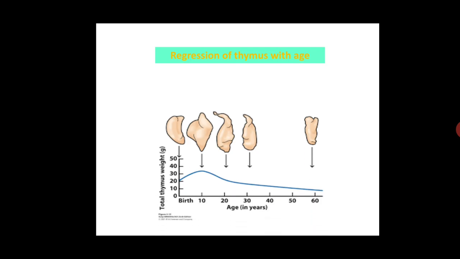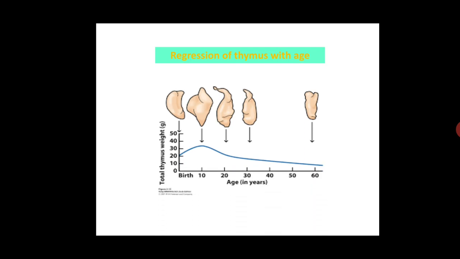Regression of thymus occurs with age. Thymus attains its maximum size at puberty. As is visible in the diagram, its size increases after birth, but at 10 or 12 years of age, the size gradually decreases and after the age of 60, the weight of thymus is reduced to around 5 grams.